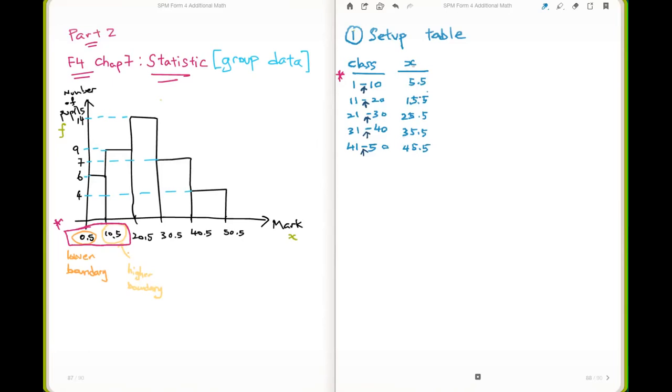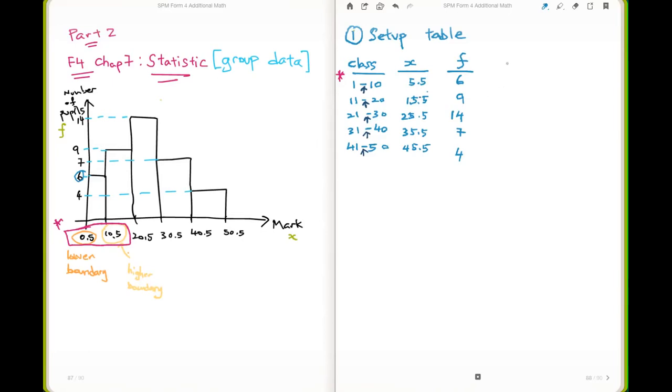Okay, when you have X already, next you need to know your frequency F. Frequency F from here is how frequent. The first class is 6. Read from here. Second class would be 9. Third class would be 14. Then 7 and 4. Once you have X and F, there will be no harm.